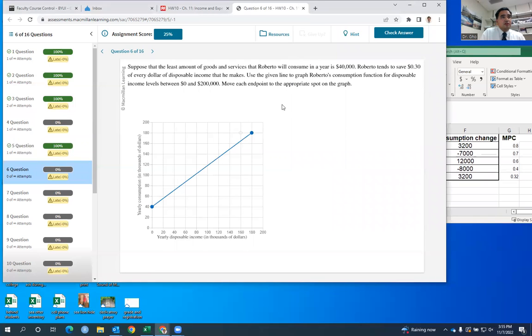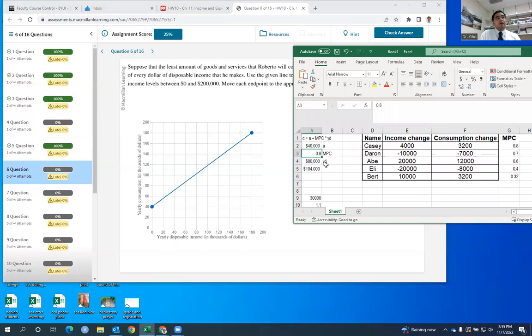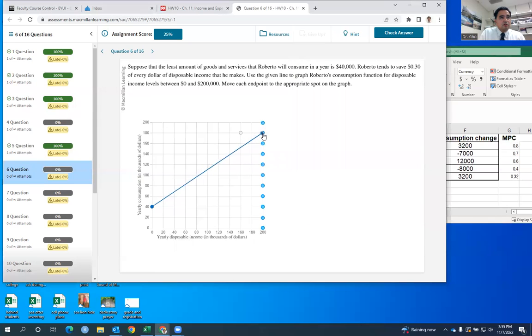If he saves 30 cents on every dollar he makes, his marginal propensity to save is 0.3. So 1 minus 0.3 means his marginal propensity to consume is 0.7. Let's graph it all the way to the very end. At $200,000 of disposable income, his total consumption will be $180,000. So I'll move this right there.